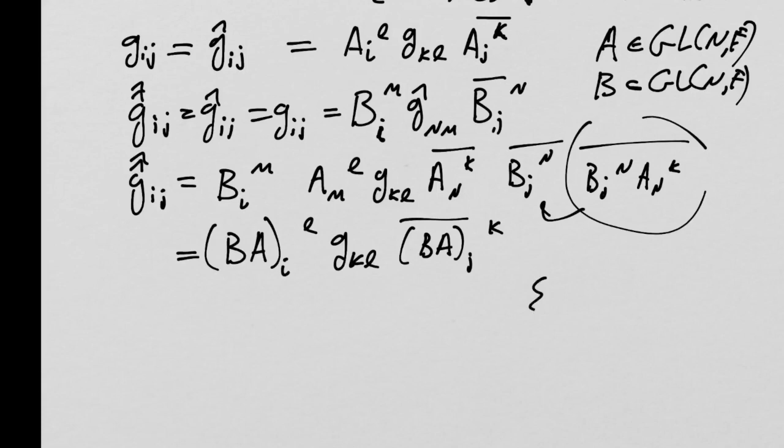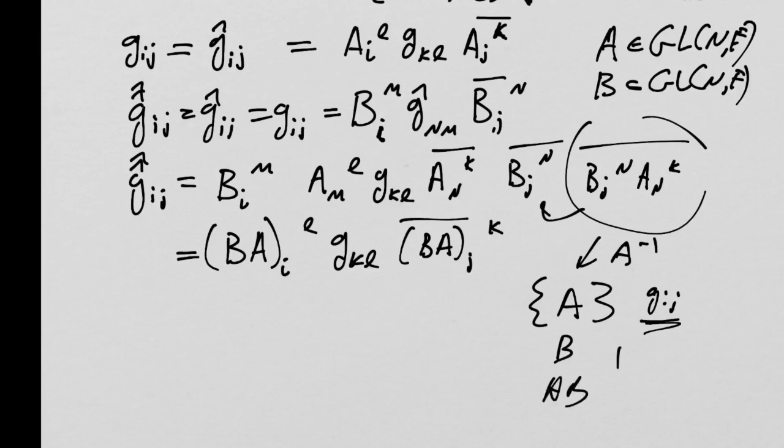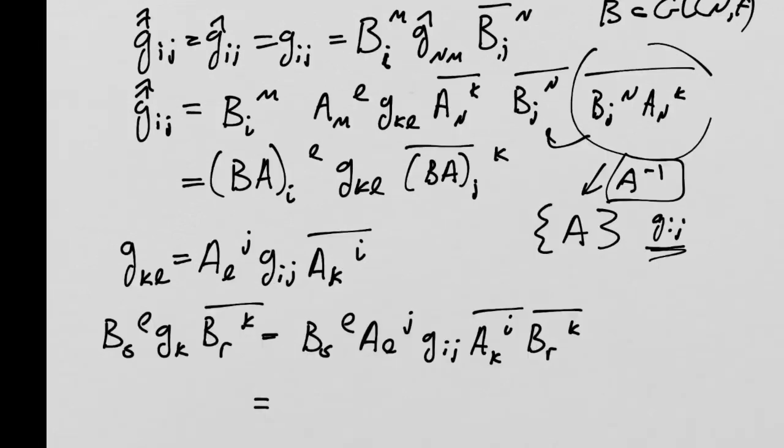I guess we're looking for the set of all matrices A that preserve the metric g_ij, right? All the matrices that do that. So the question is, in this set, is there an A inverse? We know that if there's an A and there's a B, there's going to be an AB. We know it's closed. We know the identity is in there, right? The question now is, are the inverses in there?